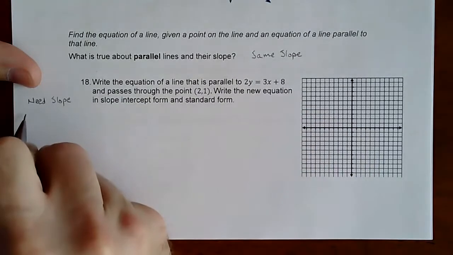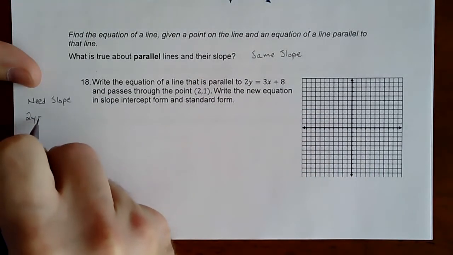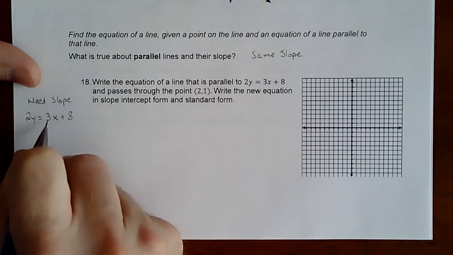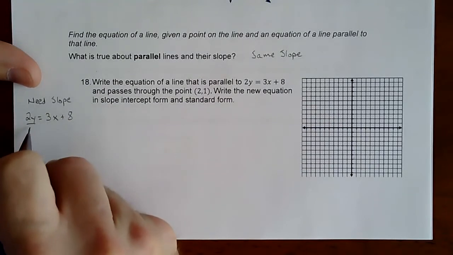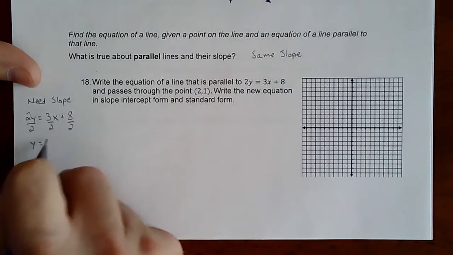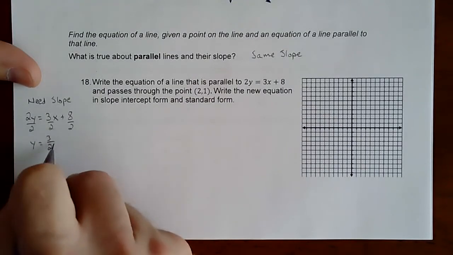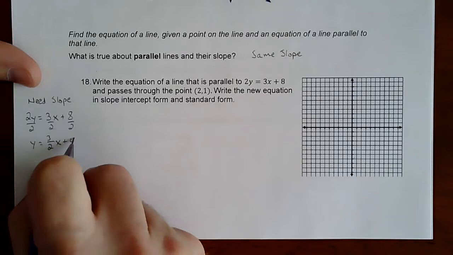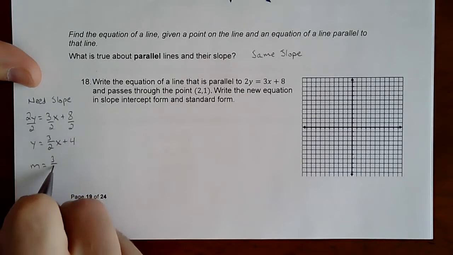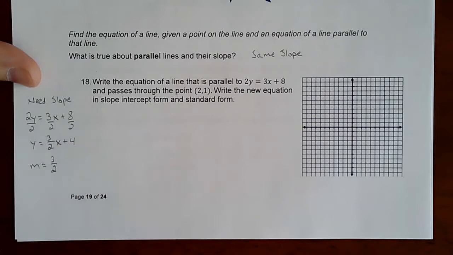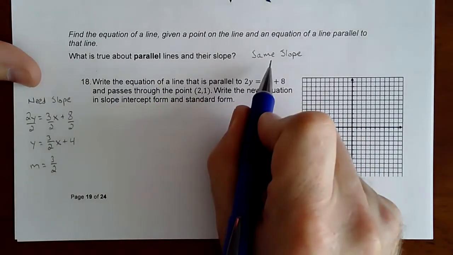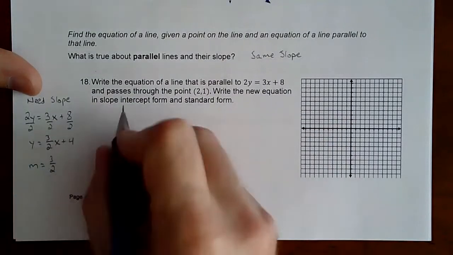Right now it's not quite ready to just pull the slope out of it, because the y is not totally by itself. So 3 is not the slope. What we have to do is divide the 2 on every single piece. And then now we have the slope. Okay, so this is our slope that we need. So rather than us finding the change in y over change in x, we're just going to steal that slope. And since they're parallel, the slopes have to be exactly the same. So that is the slope that we're going to use.